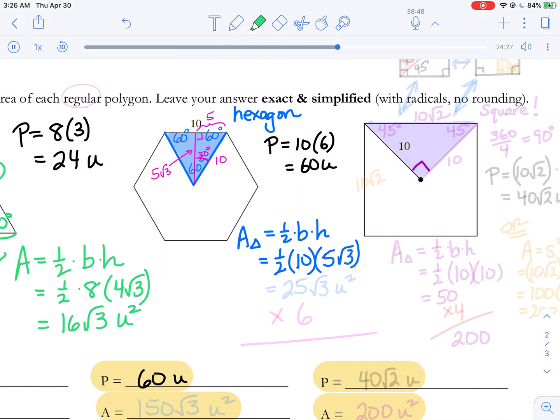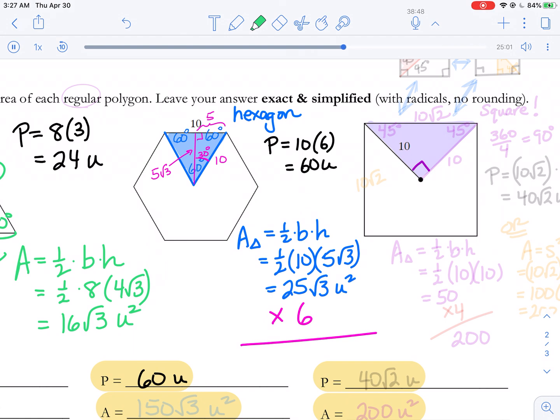Okay. When you multiply those together, what do you get? 45 root 3. So half of 10 is 5 times 5 root 3. 25 root 3 units squared. Is that our answer? No. What do you have to do? Multiply by 6. Okay. There's 6 of those triangles.